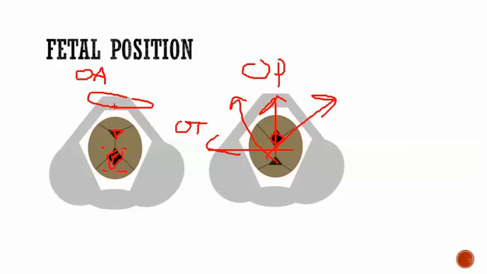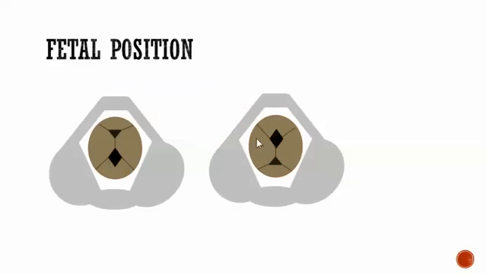And this can be important because if you have, for example, OP, occiput posterior, that's not the normal position. Normally the face isn't facing the pubic symphysis of the maternal pelvis, so that can be a sign you might have a prolonged labor. Or if the occiput is transverse, that can also be a sign of that.